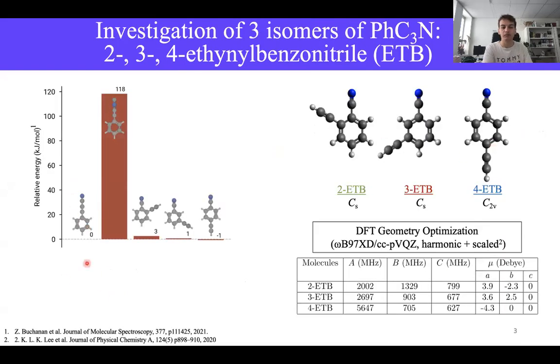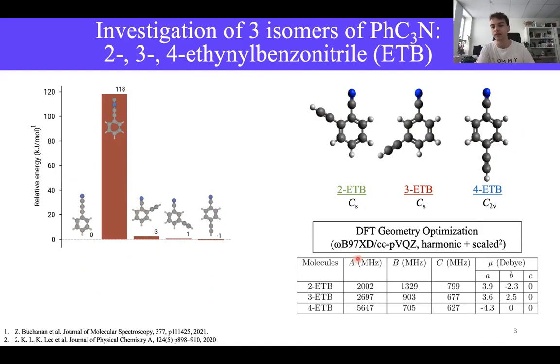When we look at the phenylpropionitrile, we also calculate the energy of all the isomers of the phenylpropionitrile. It appears that 3 of them, the 2-ethynylbenzonitrile, the 3-ethynylbenzonitrile and the 4-ethynylbenzonitrile, have energy very close to the energy of the phenylpropionitrile. So we decided to investigate the rotational spectra.